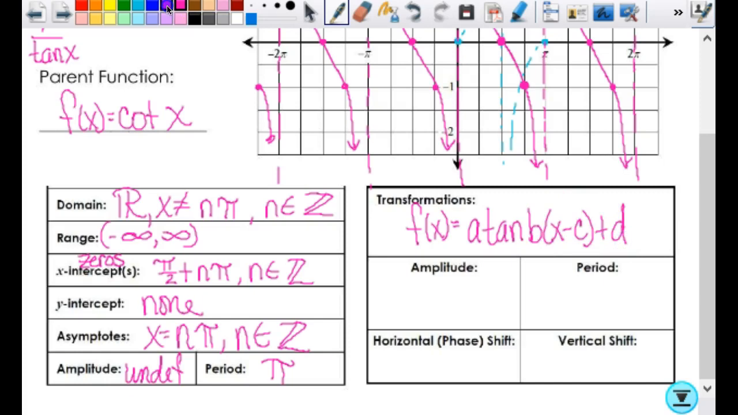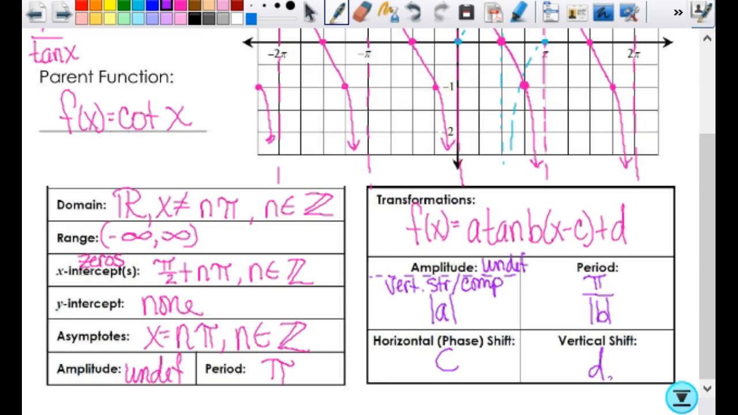Amplitude is undefined, but you can still stretch it, so you still have a vertical stretch or compression. And that's the absolute value of a. The period is pi divided by the absolute value of b. The horizontal or phase shift is still c. Vertical shift is d. So there's the basics of your reciprocal functions.